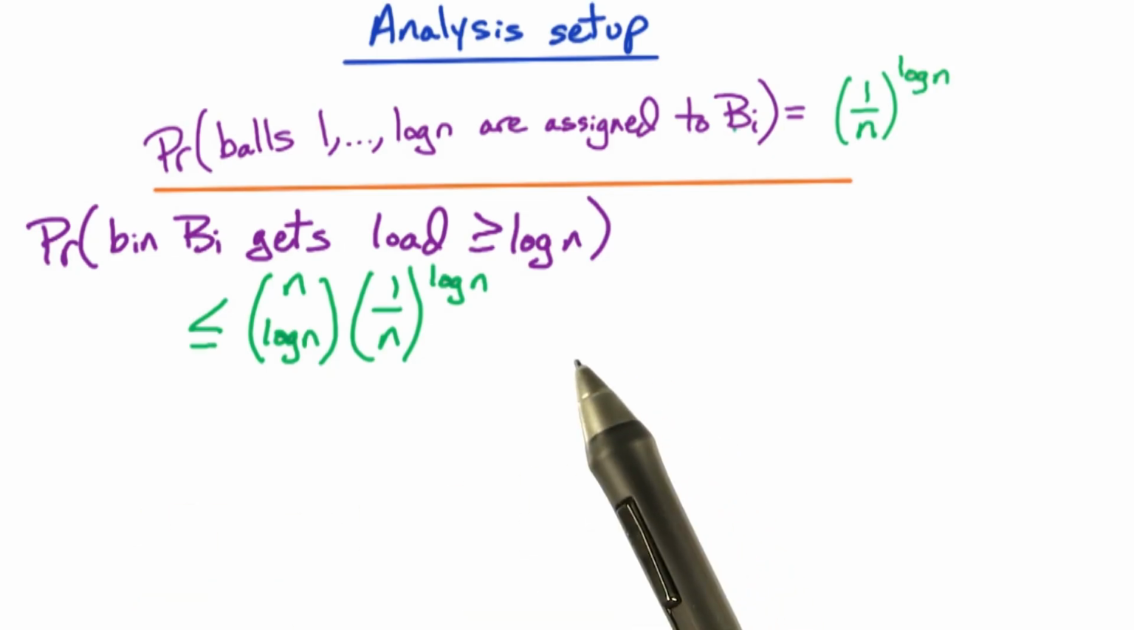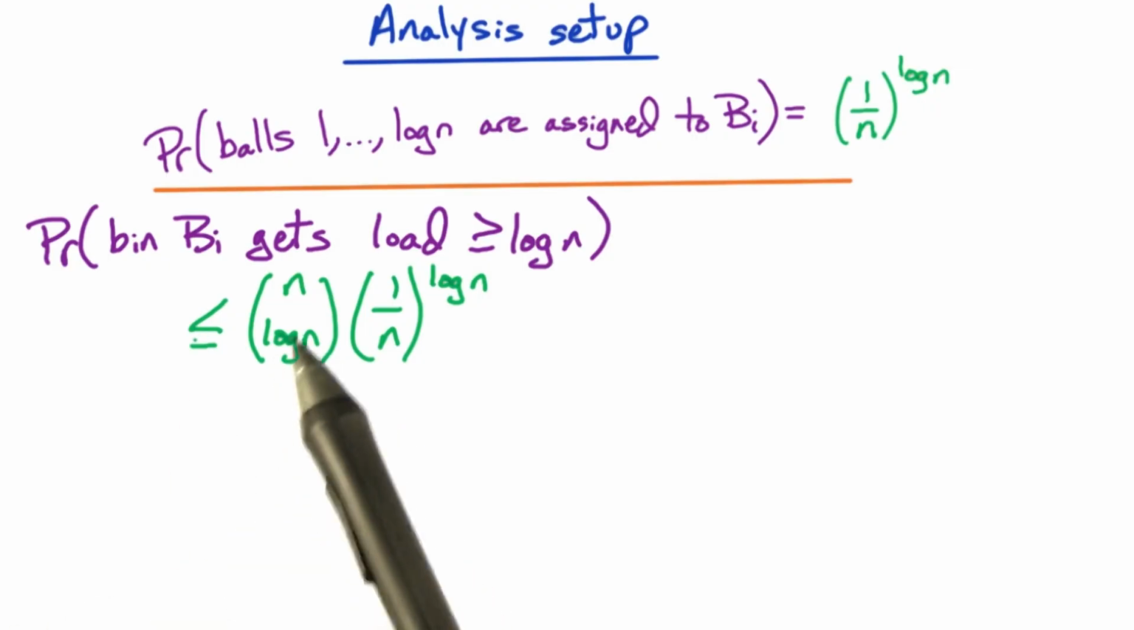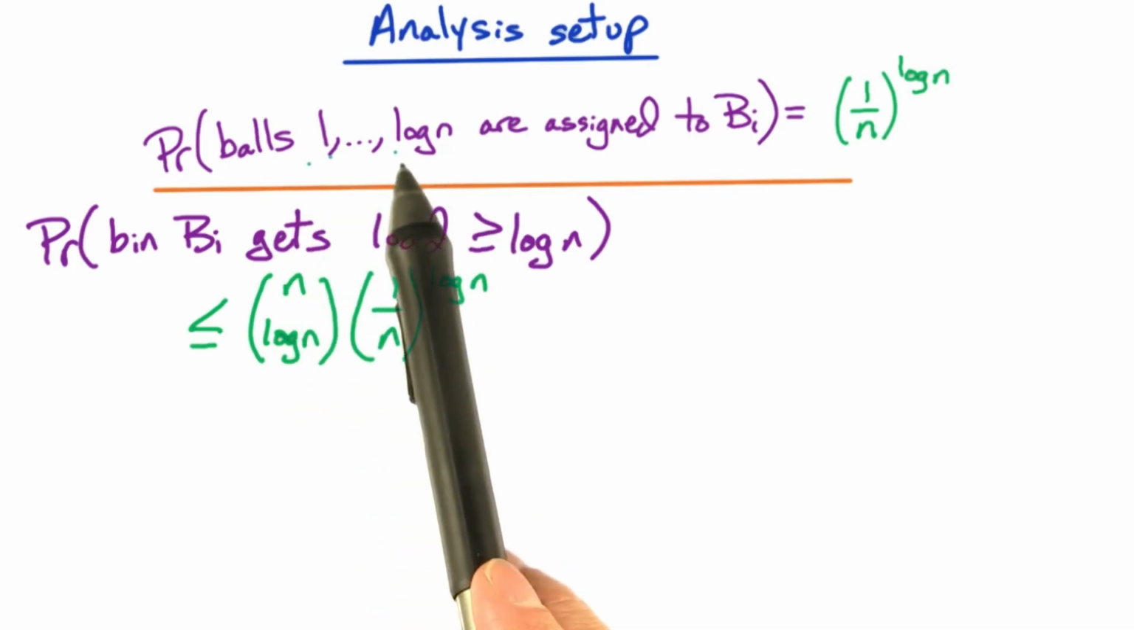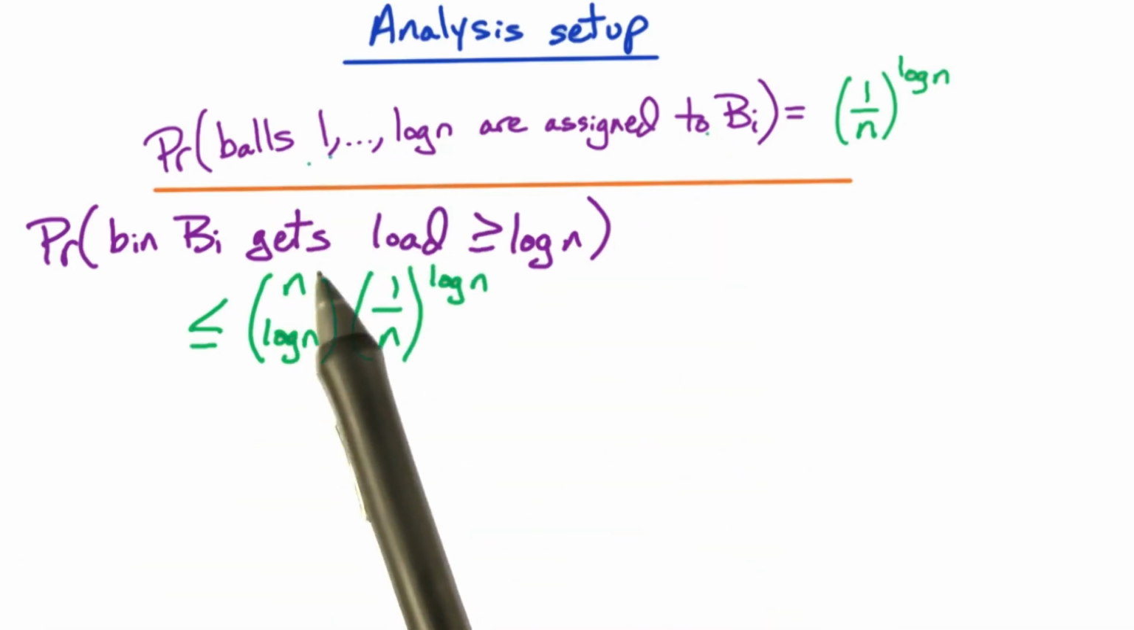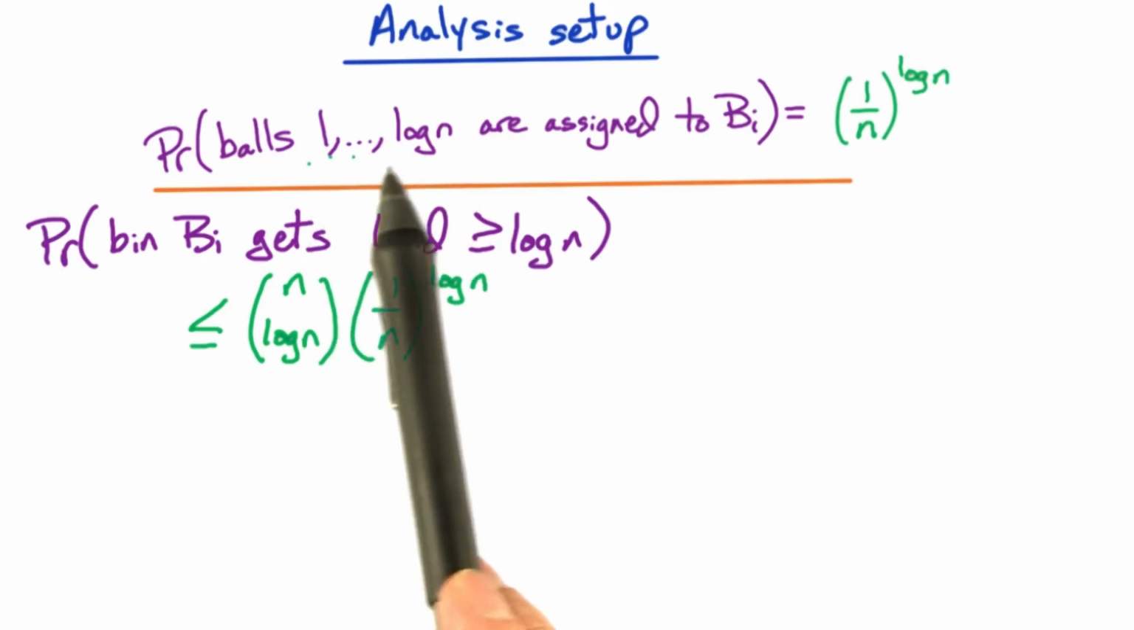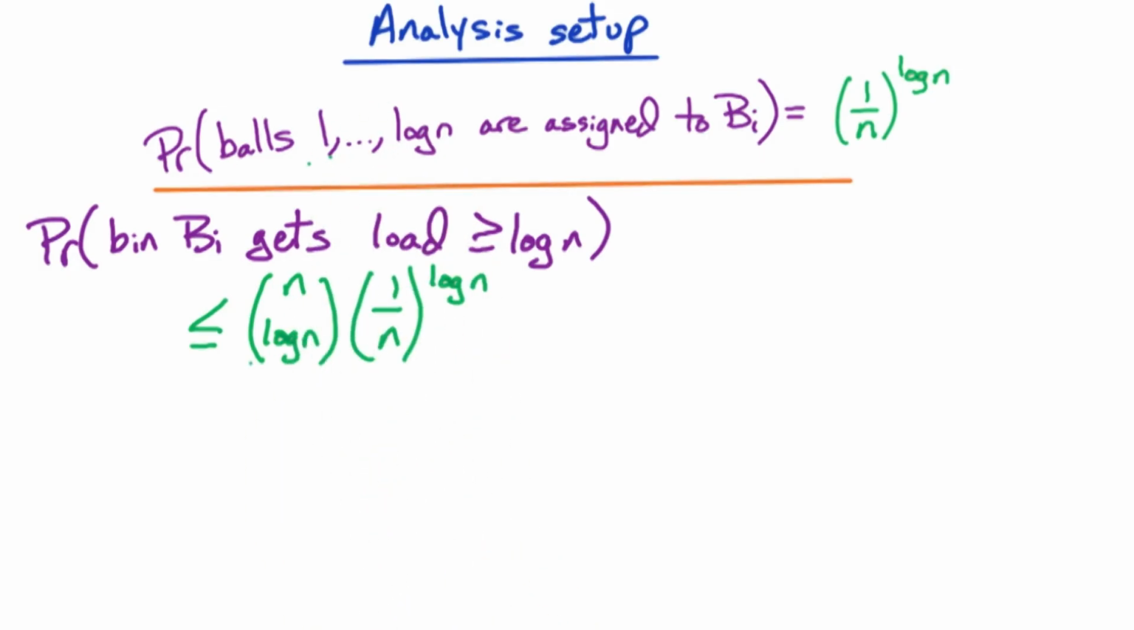Now it may be more than log n balls that get assigned to Bi, but we know that there's at least log n balls that are assigned to Bi. So we're going to get an upper bound on this probability. First, we have to choose the particular set of log n balls that are going to be assigned to bin Bi. How many ways are there of choosing log n balls? There's n choose log n.